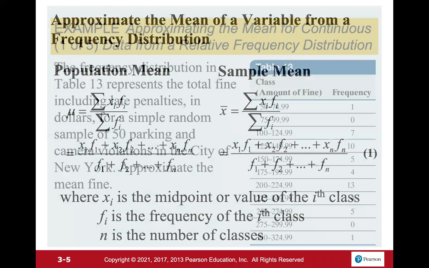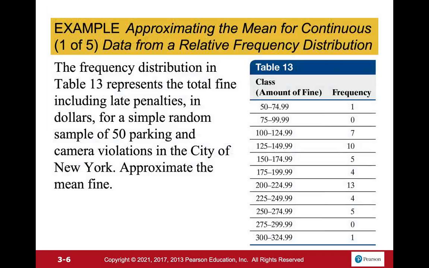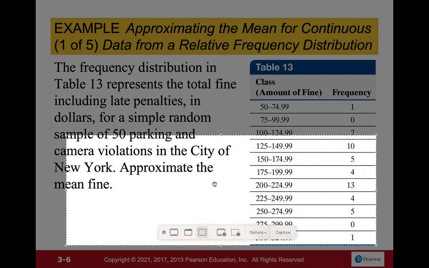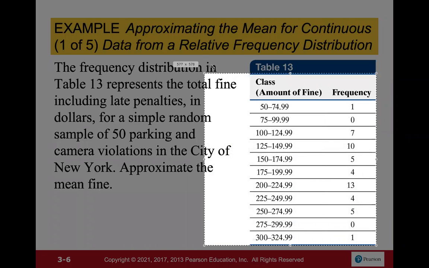And let's get started with this one. The frequency distribution in Table 13 represents the total fine, including late penalties, in dollars for a simple random sample of 50 parking and camera violations in the city of New York. Approximate the mean fine. So here we're going to take a picture of the data, so here and here.